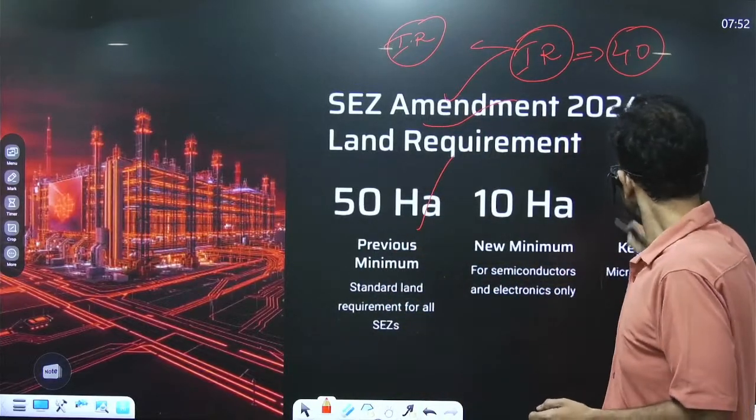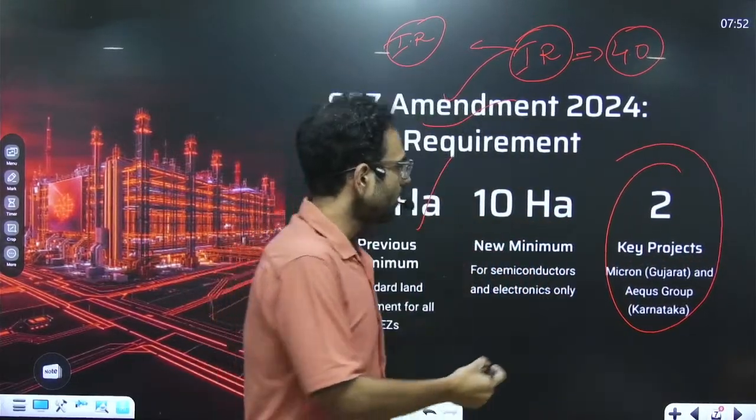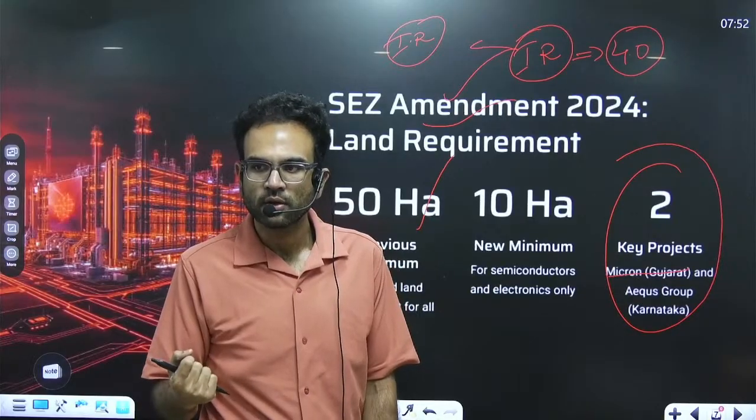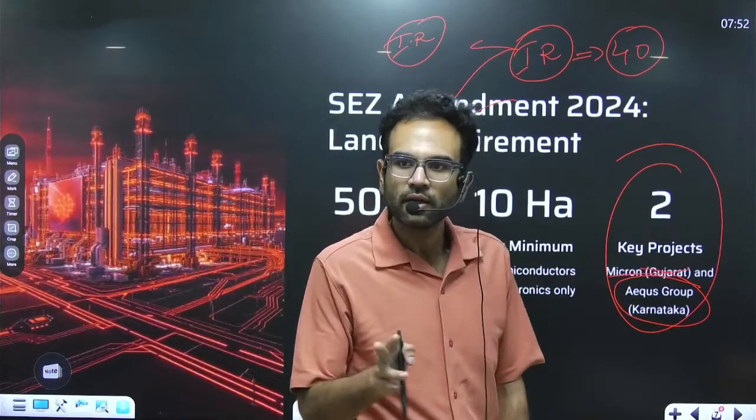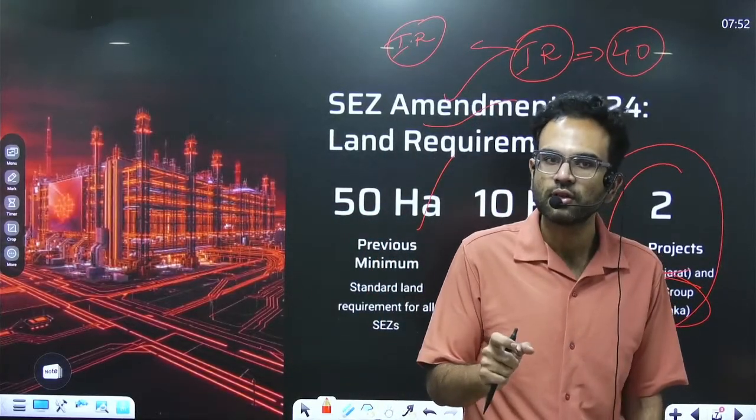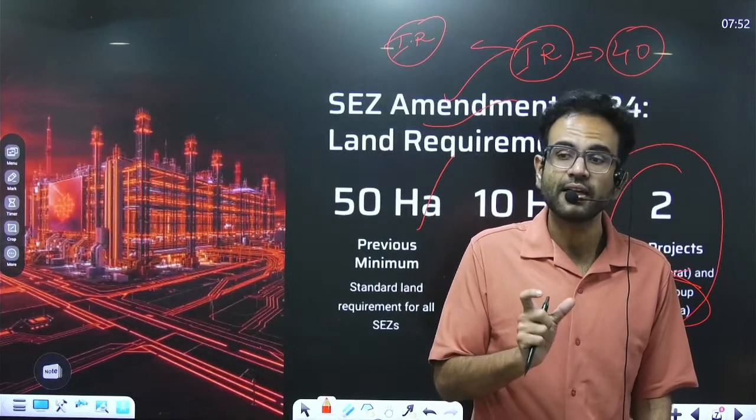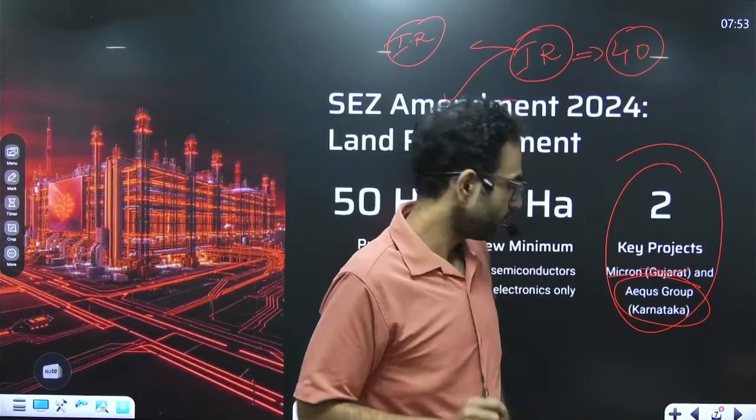There are two projects you can quote as examples. One is Micron in Gujarat, which is aiming to set up a semiconductor fabrication unit. Another is a company called the Aquas Group in Karnataka, somewhere in the Dharwad region, which is electronics based. So we are clubbing semiconductors and electronics as similar clusters because they don't have a high land requirement. It is more about the skill aspect. So this is one factor.